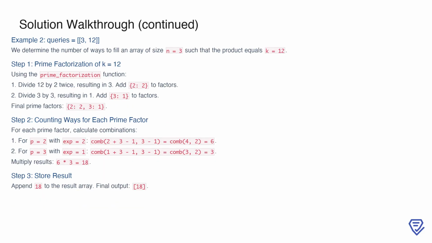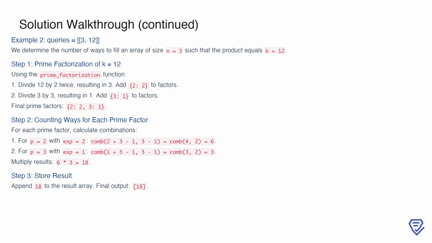Now, we move to the second query, where n equals 3 and k equals 12. Again, we aim to find the number of ways to fill an array of size 3 such that the product of its elements equals 12. Starting with the prime factorization of k, we repeatedly divide 12 by 2, which gives 6 and then 3, adding the factor 2 with an exponent of 2 to the factors dictionary. Dividing the remaining 3 by itself results in 1, so we add 3 with an exponent of 1. This gives the prime factorization, 2:2, 3:1.